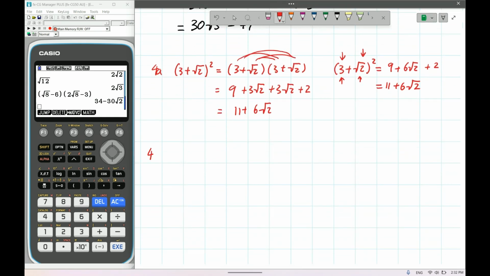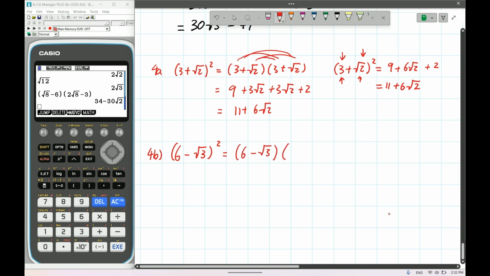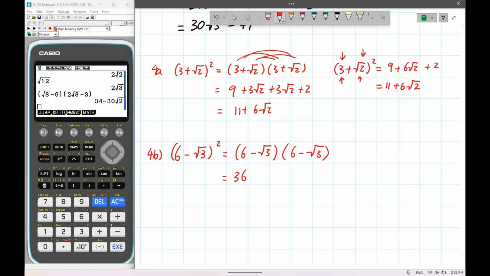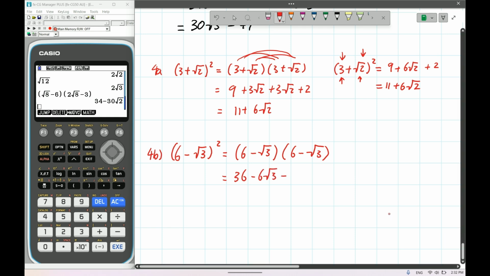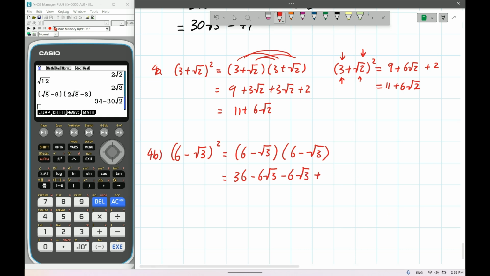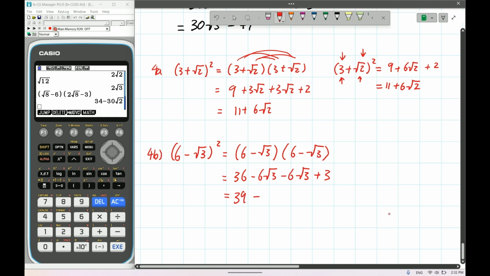All right, cool. For B, we're looking at 6 minus root 3 all squared. Similarly, there's a similar kind of pattern going on. 6 times 6 is 36. 6 times negative root 3 is negative 6 root 3, minus 6 root 3, plus 3. Collecting like terms, you get 12 root 3.